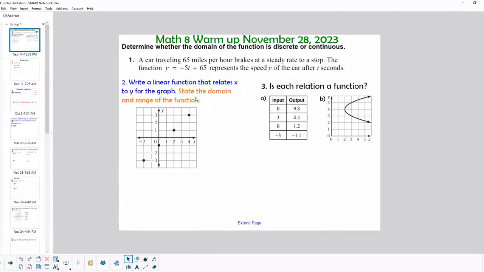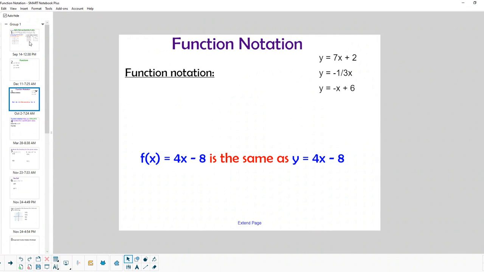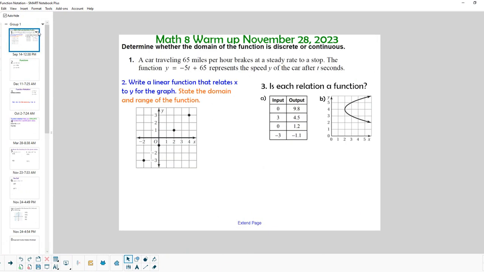Let's get started today. Today we're going to be talking about functions once again. And the subject of this is going to be function notation. So we'll get into that in just a minute. But first of all, let's look at our bell work.